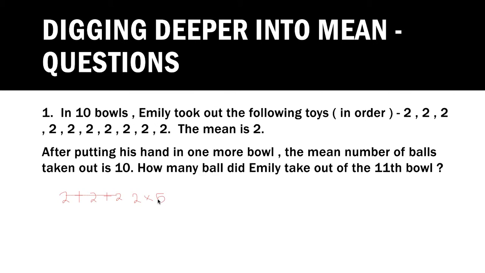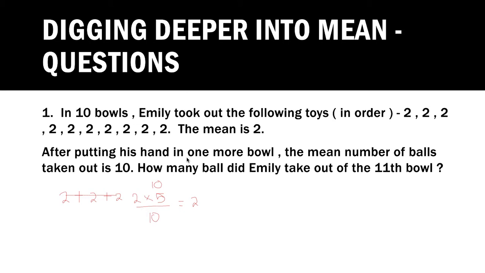2 times 5, which is the same as 10, divided by 2 times 10, not 5, because there are 10 2's. Instead of writing 2 plus 2 plus 2 plus 2 10 times, you can write 2 times 10, which is the same as 20. Or you can just write 20 directly here. And 2 times 10 is 20, divided by 10, because there are 10 balls. So the answer is 2.